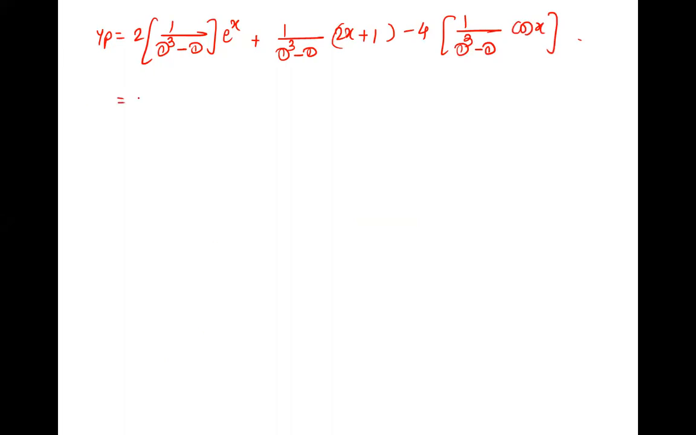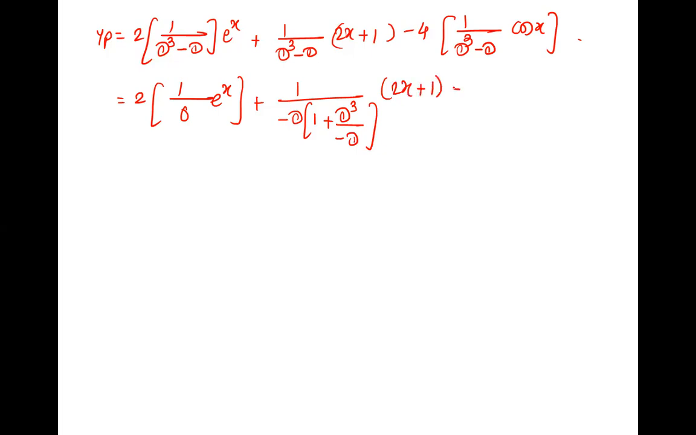So we'll do the replacement now. 1 upon 1 minus 1 e raised to x. What is 1 minus 1? Can I write 0 directly? Yes ma'am. We put D as 1, so 1 minus 1 is 0. Plus, here what we take out is minus D. So minus D is out. There is 1 plus D cube as it is, upon minus D, on 2x plus 1. Minus 4 as it is, and for this cos we need D square, so D square into D minus D.